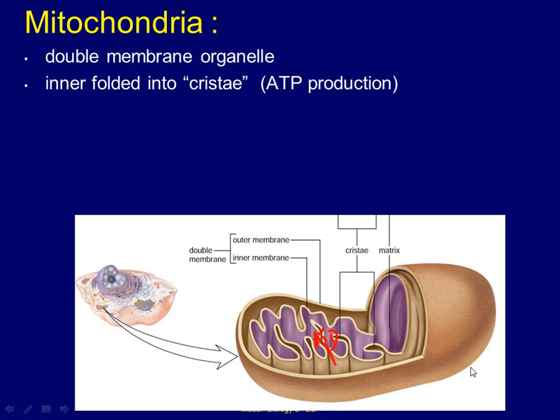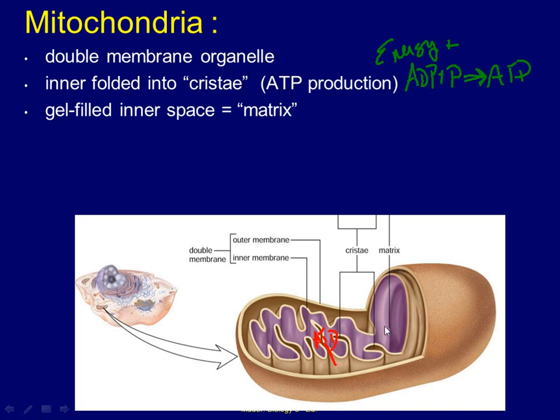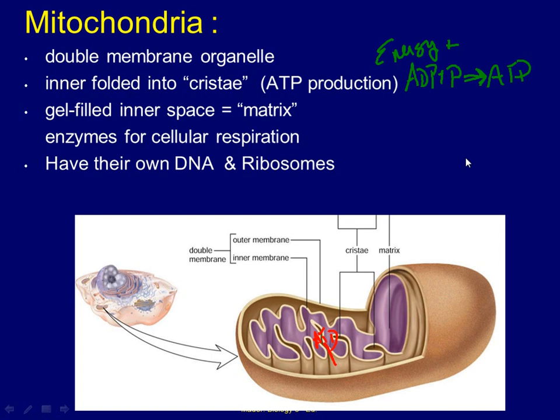You guys remember ADP plus P yields ATP, right? With energy goes in, ATP comes out. The space right here in the middle, this is called the matrix, and it has a fluid there, again, the site of lots of reactions. That's the matrix. And the mitochondria also has its own DNA and its own ribosomes. So what do I mean by that? I mean the mitochondria has the recipes for proteins that only it needs, and it has the ribosomes to put those proteins together.